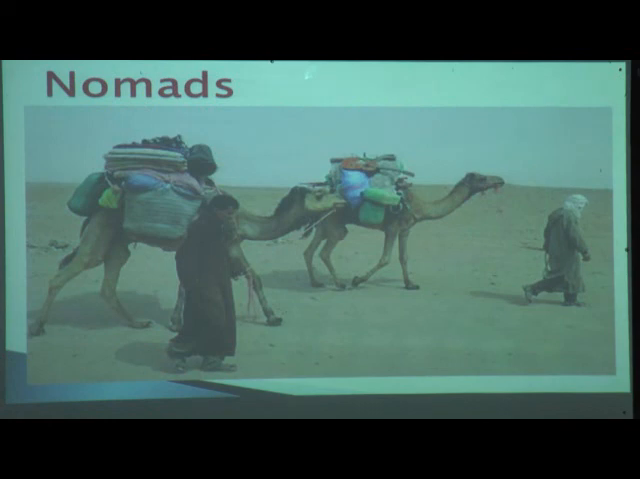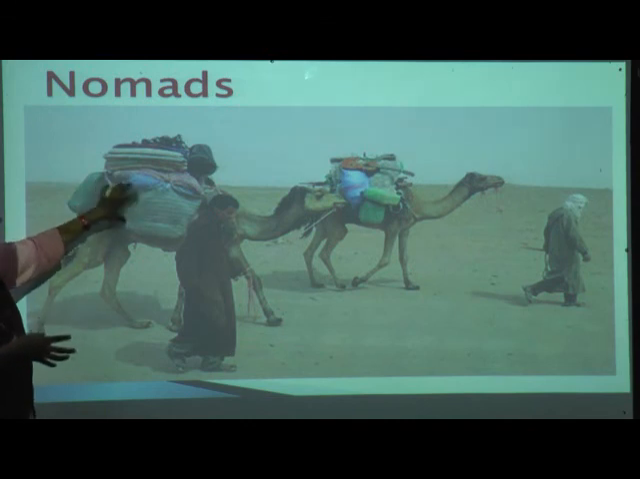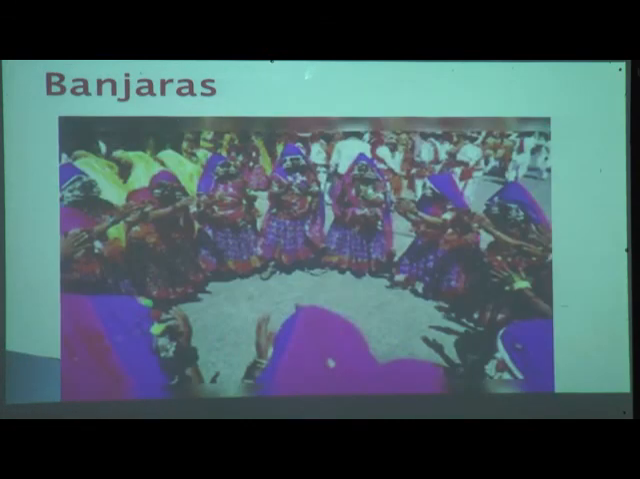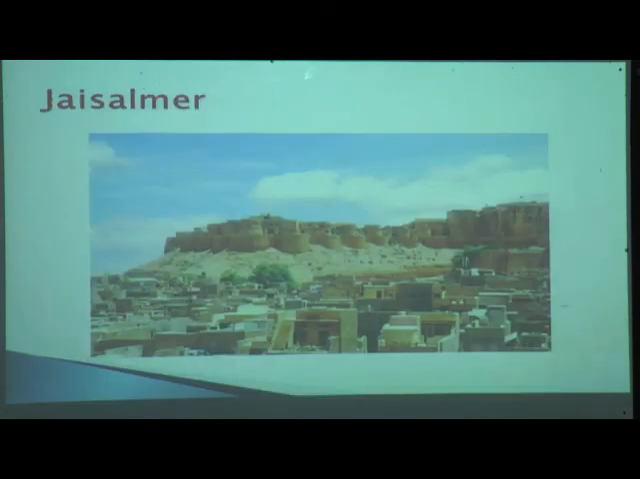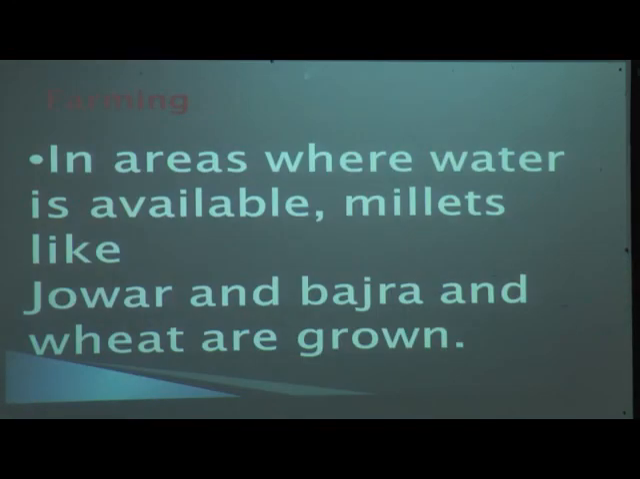Now come to the point of nomads. Can you see these people on the camel? Some things are there that they are carrying. These are the Banjaras. The ladies are dancing. Now this is a picture of Jaisalmer, Jodhpur, Bikaner.